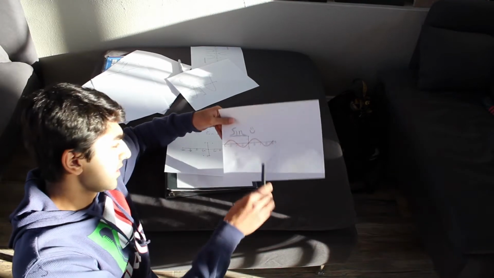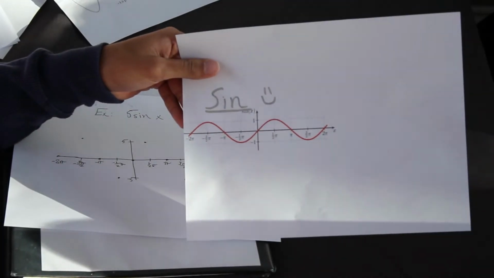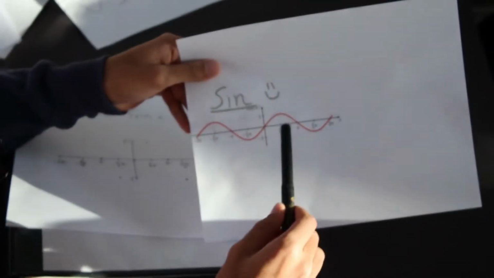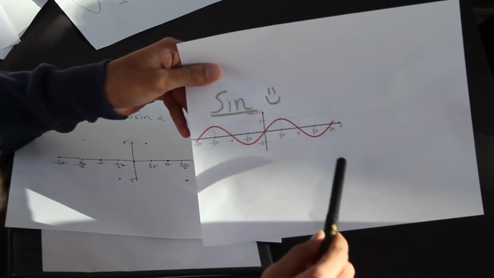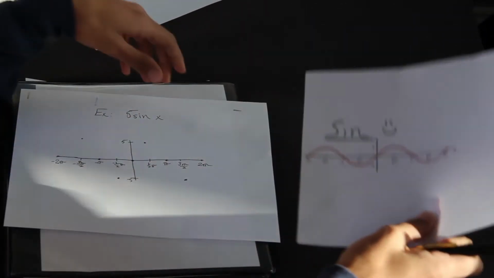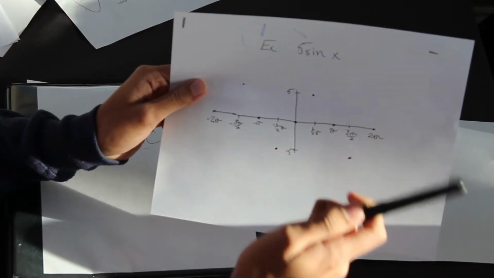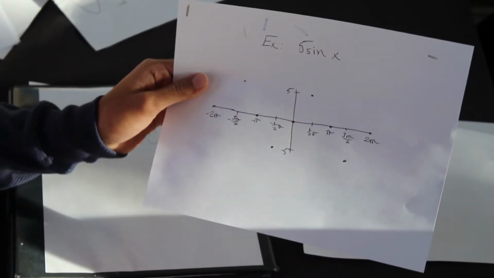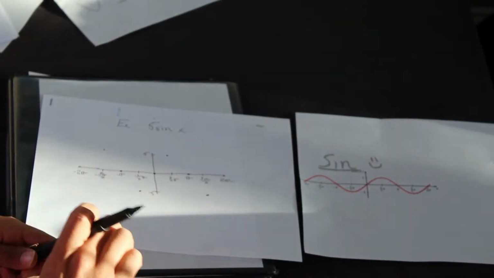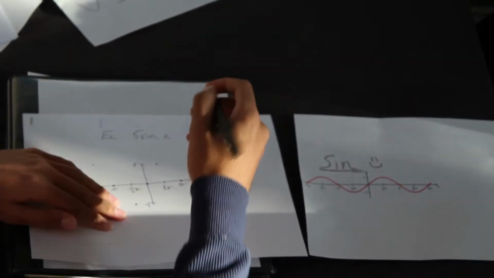As you can see in the original sine graph, our amplitude is 1. So our sine goes up to 1 and down to -1. In our example problem here, our problem is 5 sine x. Now the 5 in front of the sine influences the amplitude. So when you draw it out, the sine graph still does start at 0.